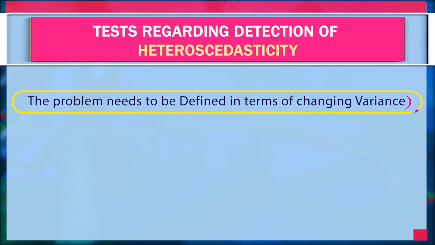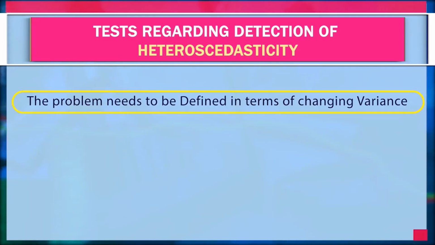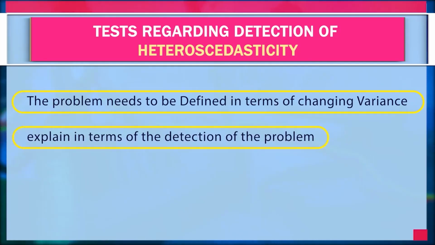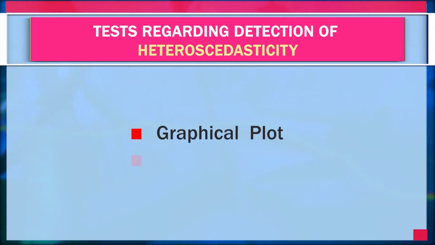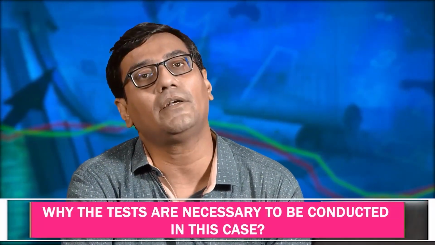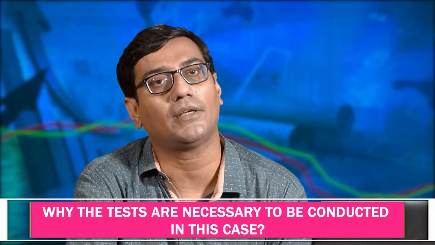First of all, the problem needs to be defined in terms of changing variance. Then we want to explain the detection of the problem, which can be done through graphical plotting. We need to identify the source of the problem from a theoretical perspective. And then we have to convince why the tests are necessary to be conducted in this case.